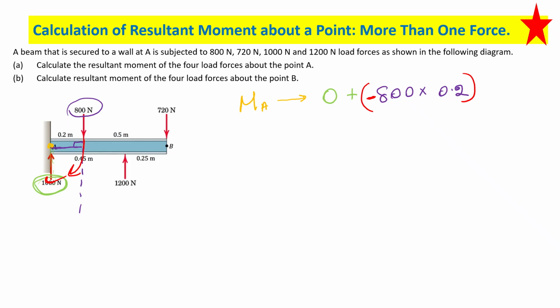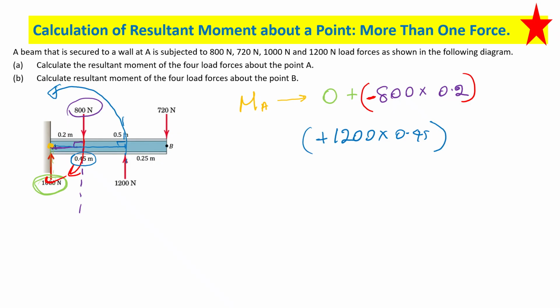Okay, how about this 1200 Newton force? Okay, the force is 1200. What is the perpendicular distance? You extend the line of action of the force and you draw a perpendicular line to this one. 0.45, yes. So that will be 0.45. And is it making a clockwise moment or a counterclockwise moment? Going this way, right? So that will be a positive moment. Agree?